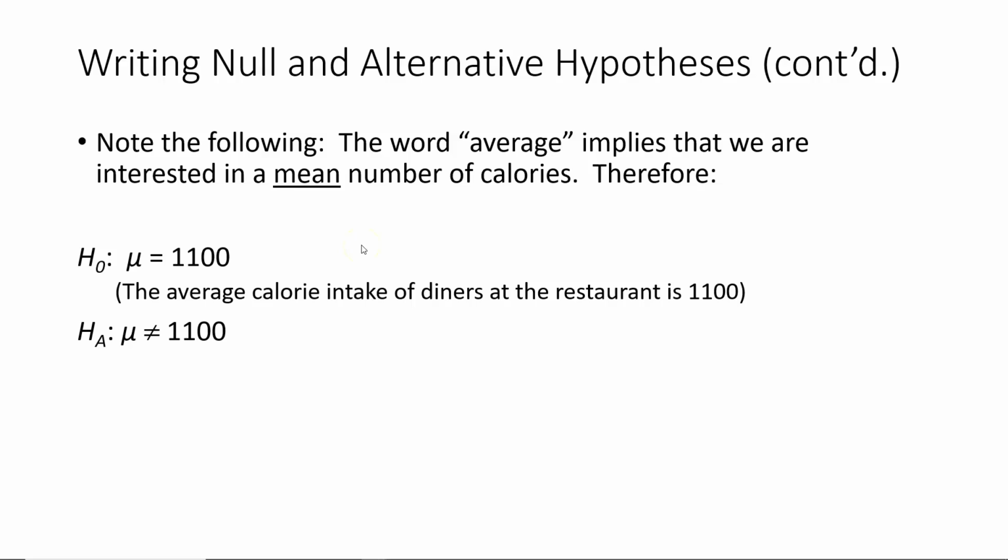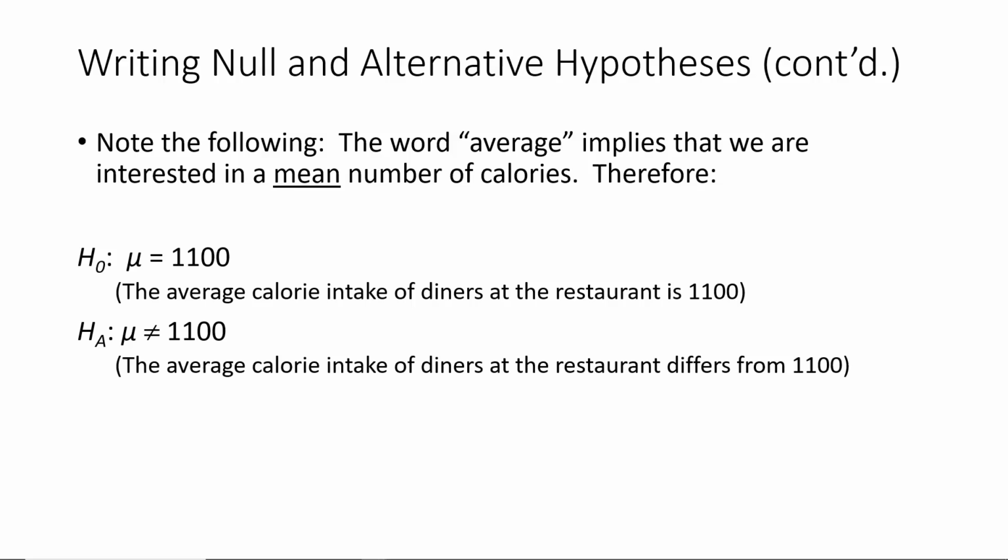The alternative would be that the mean number of calories that are taken in by diners differs from 1100, and more than likely the nutritionist is interested in it being less than 1100 calories. But again, we write it as just not equal, so it takes into account both less than or greater than for that particular alternative hypothesis.